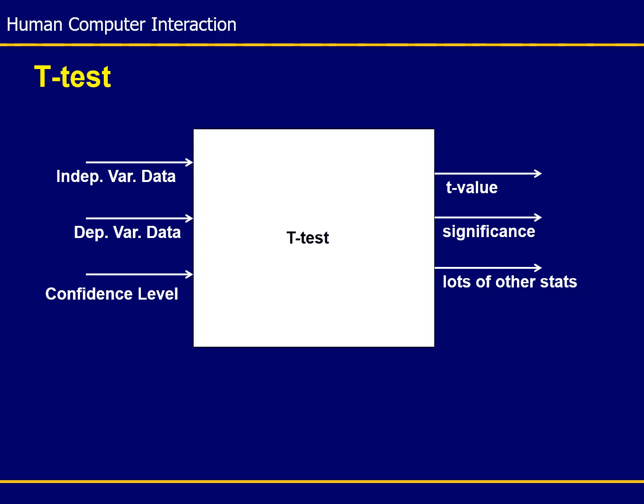So in terms of input, think of the t-test for now like a white box that has some magical formula inside. It takes three things as input. First of all, information somehow communicated to the t-test about the independent variable that you actually have manipulated. And you pass to it the data that you have measured, the dependent variable data, which is the measurement you made from the participants.